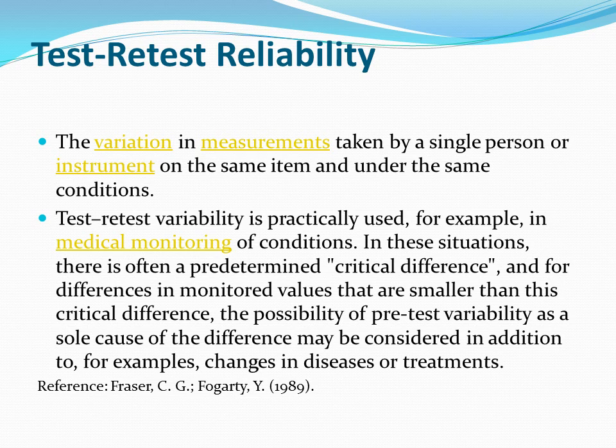So the bullet here says the variation in measurements taken by a single person or instrument on the same item under the same conditions. So everything has to be repeated. And if it's repeated in the same situation, then it should be a reliable test to use under the same conditions.